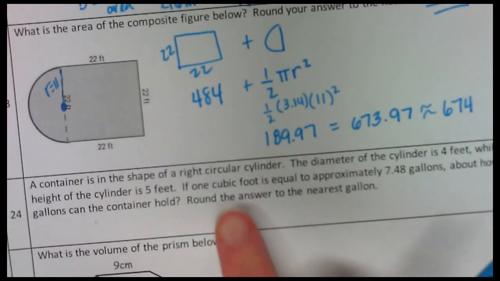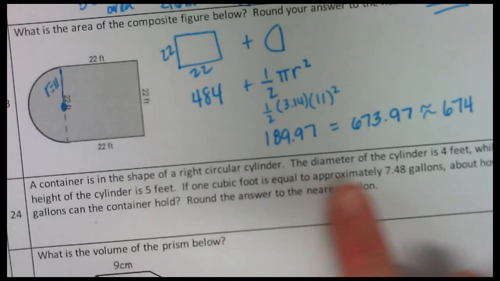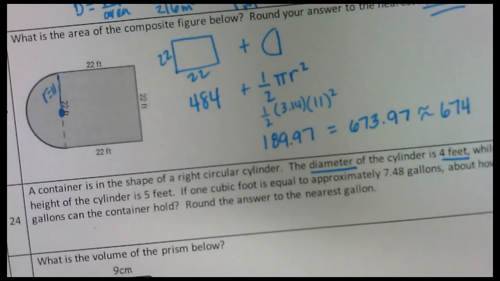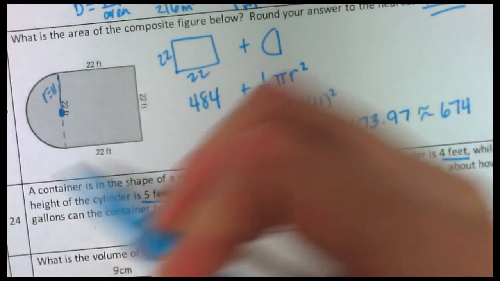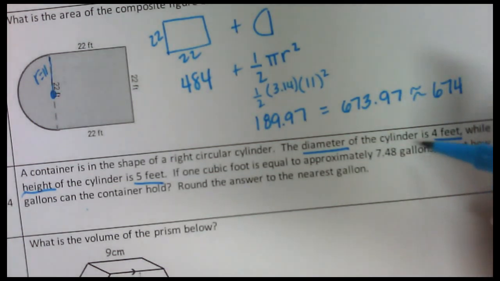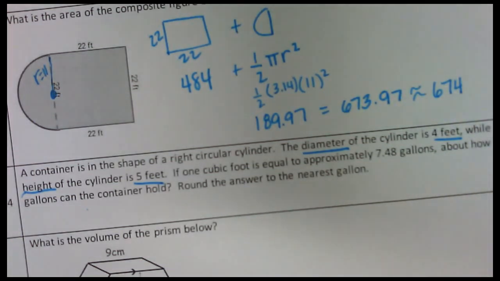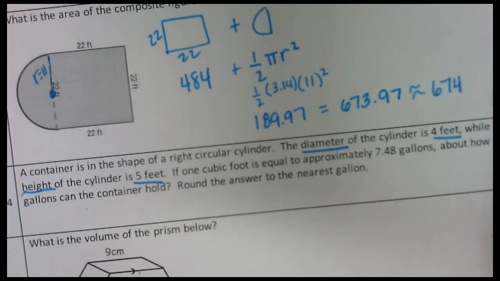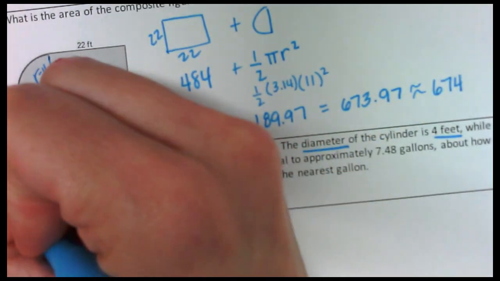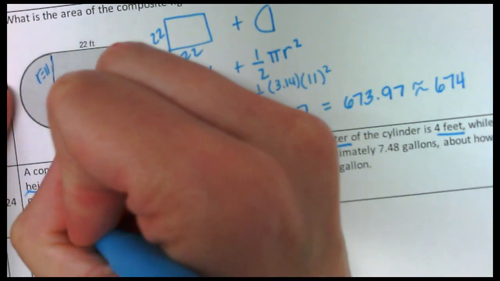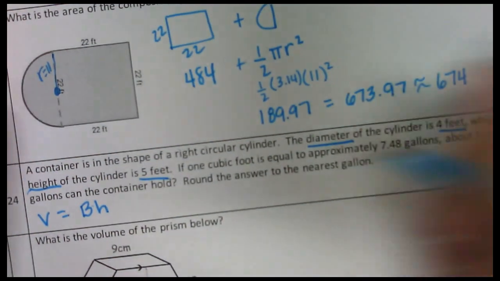A container is in the shape of a right circular cylinder. The diameter of the cylinder is 4 feet, while the height of the cylinder is 5 feet. If 1 cubic foot is equal to approximately 7.48 gallons, how many gallons can the container hold? So if I'm filling a cylinder, I need the volume. The volume for a cylinder is the area of the base times the height.